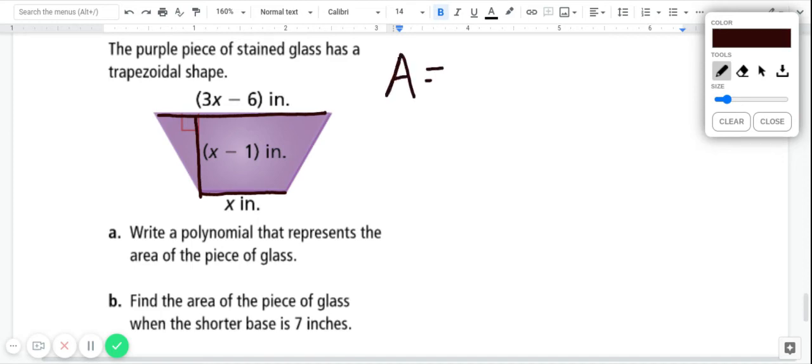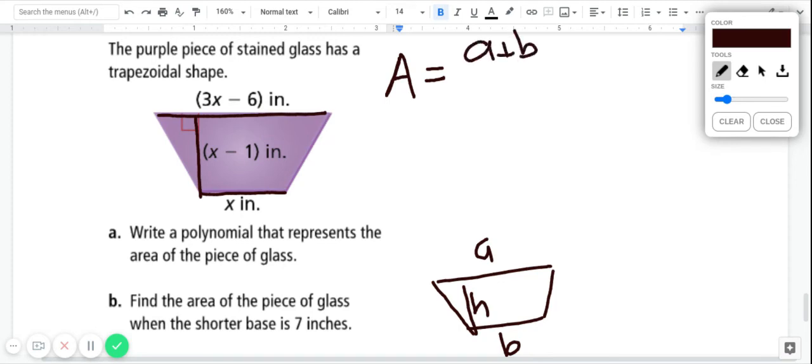The area of a trapezoid is... how should I say this? Maybe I can draw a separate picture. The general area of a trapezoid... Okay, I'll just draw it down here. A trapezoid, if this is A, and this one is B, and then its height is, let's say, H, is (A plus B) over 2, times H. So I'll put these in parentheses, times H.